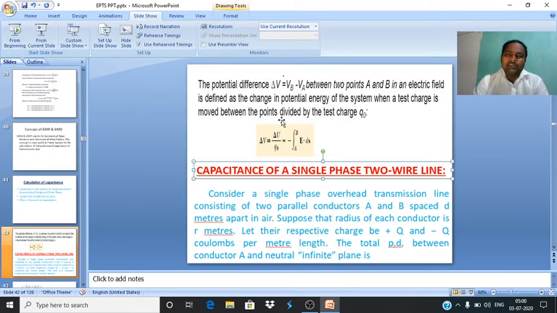So what is the capacitance? Capacitance and capacitor: a capacitor is a physical form, while capacitance is an effect because of conductors. So how does capacitance exist? Any two conductors separated by an insulator will definitely have a capacitance effect. The capacitance effect is considered not only between two conductors, it is also considered between conductor and earth, because earth is also a conductor.